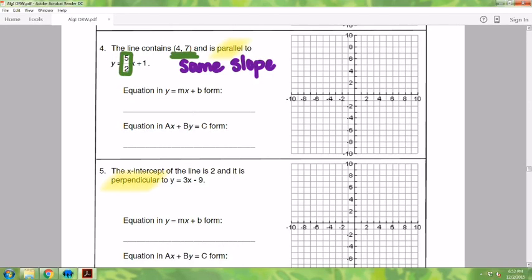Now the other thing on number 5 is when they talk about perpendicular lines. Perpendicular lines do not have the same slope. They have slopes that are negative reciprocals. And the way I remember it is that you're going to flip it and change the sign.